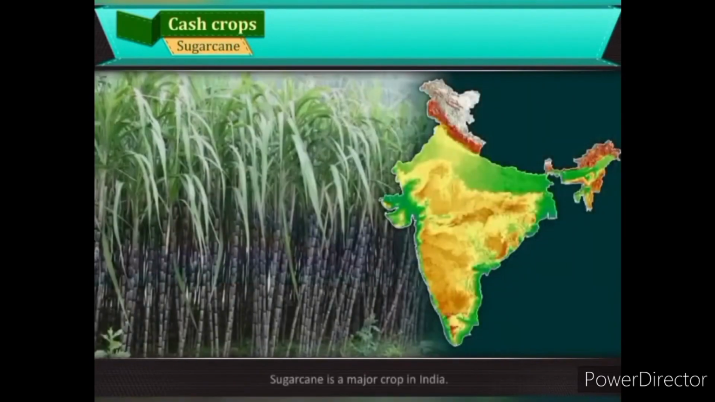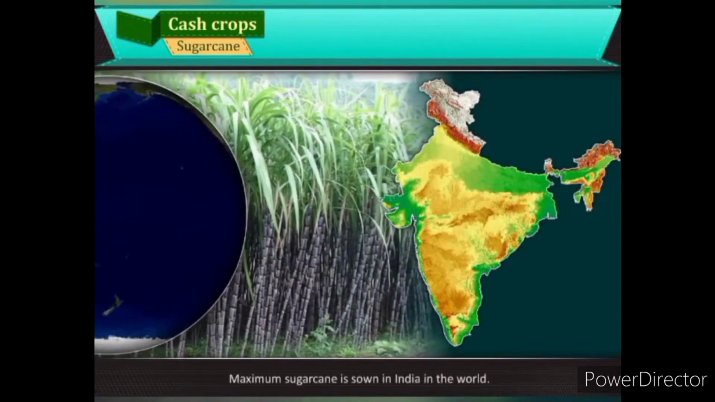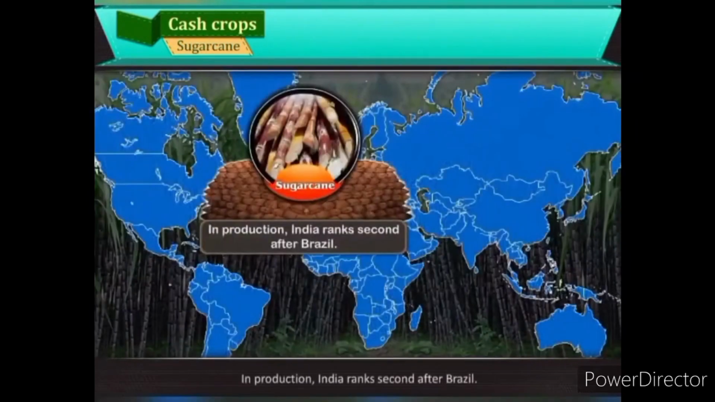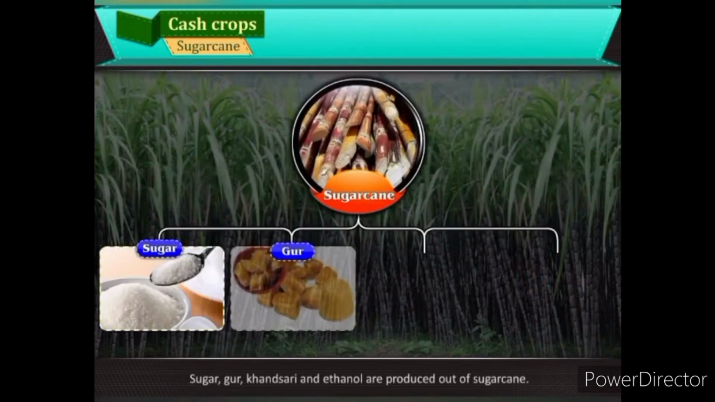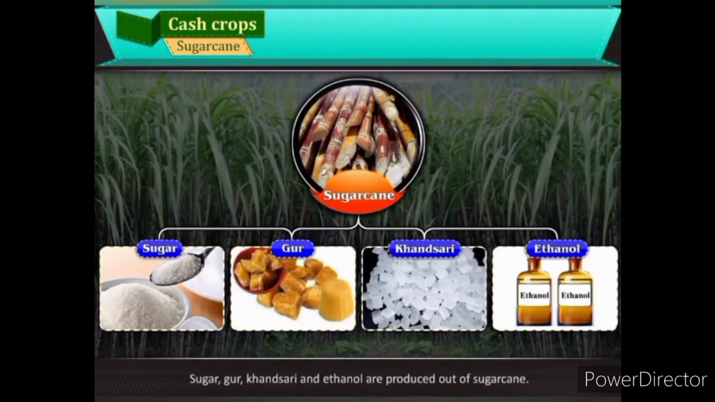Sugarcane. Sugarcane is a major crop in India. Maximum sugarcane is sown in India in the world. In production, India ranks second after Brazil. Sugar, gur, khansari, and ethanol are produced out of sugarcane.